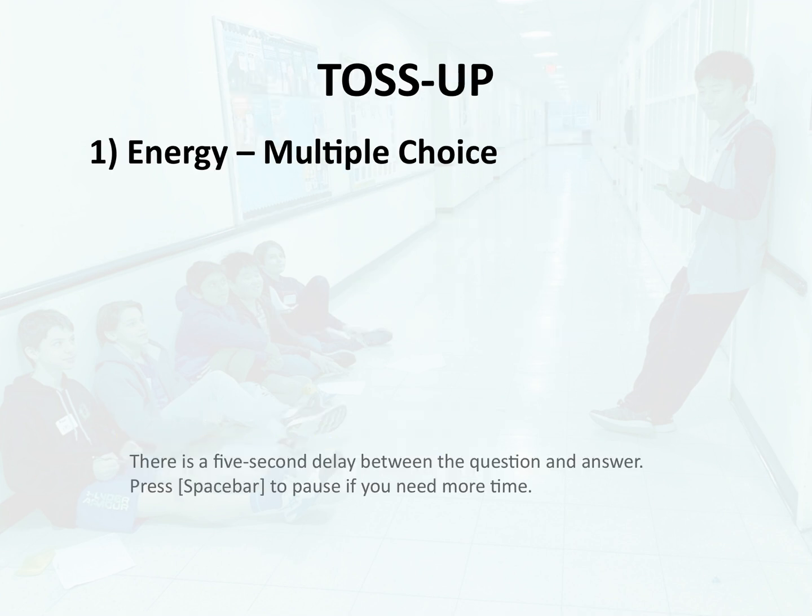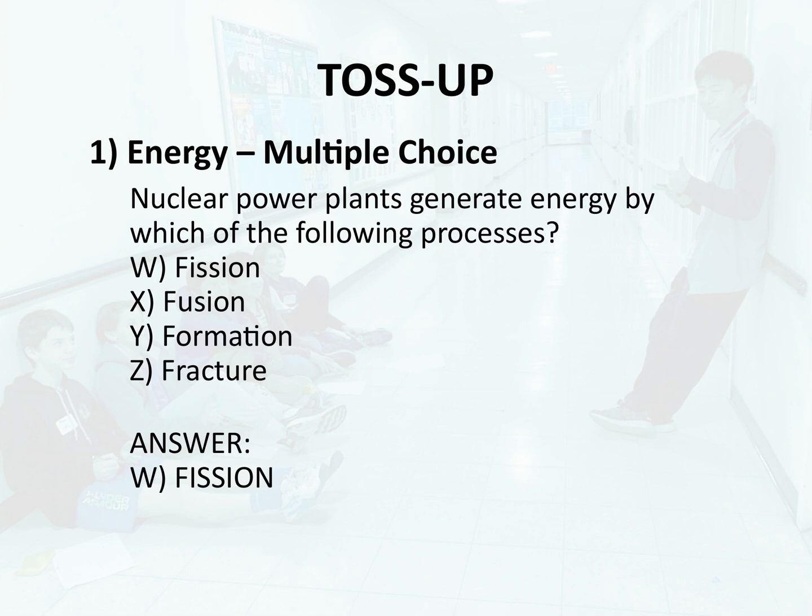Toss-up 1. Energy, multiple choice. Nuclear power plants generate energy by which of the following processes? W. Fission. X. Fusion. Y. Formation. Z. Fracture. Answer. W. Fission.